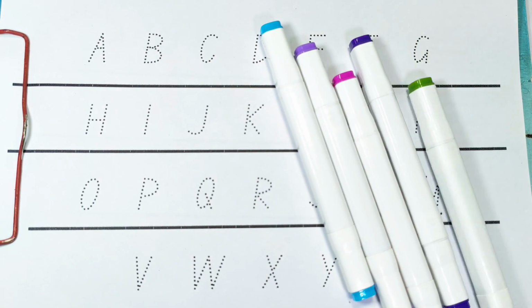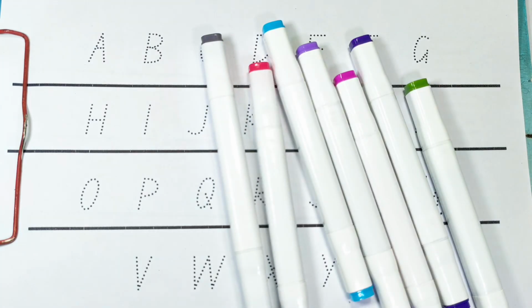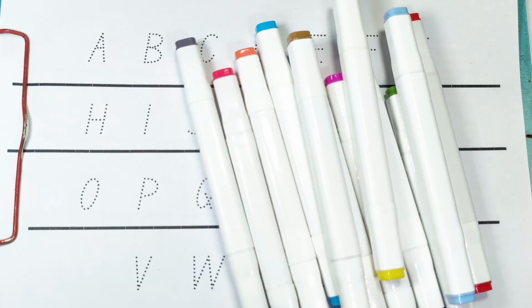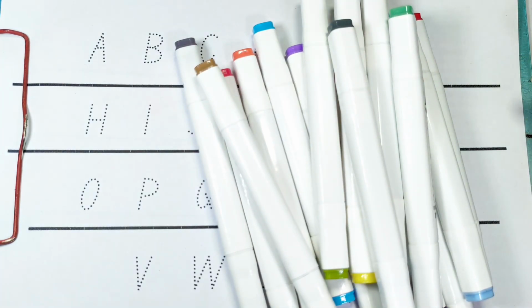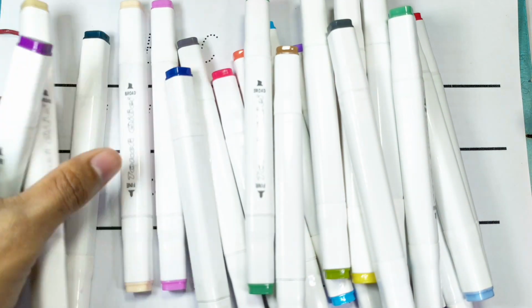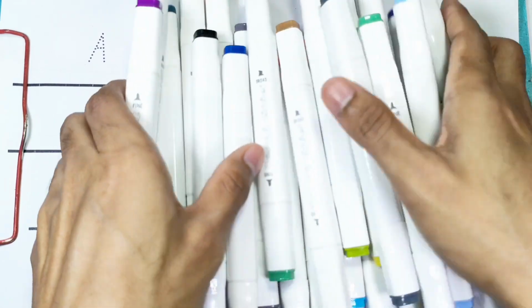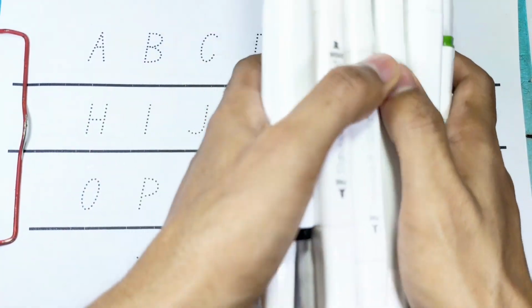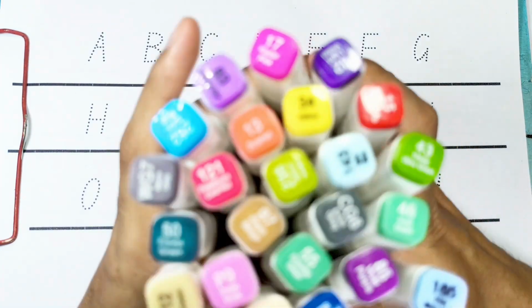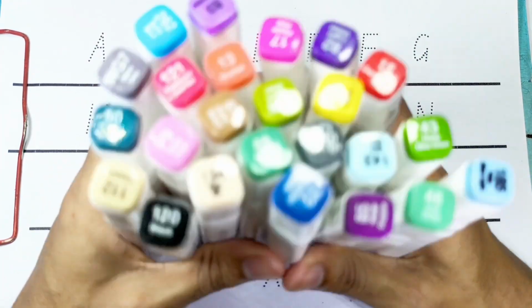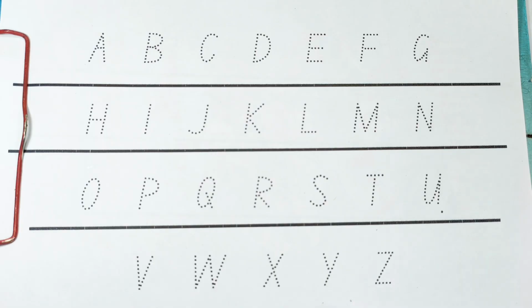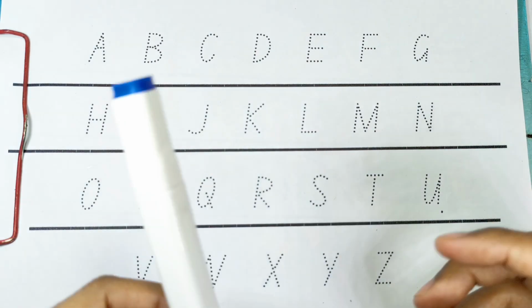Stay with us. Today we're writing capital letter alphabets A to Z. So many colors. Wow. Stay with us. Wow, so many colors. Nice. Kids, first we're using the color of, yes, Persian blue color.